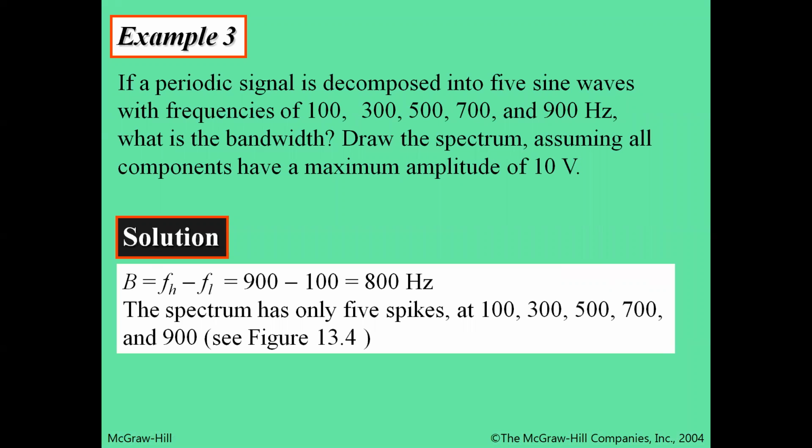If a periodic signal is decomposed into 5 sine waves with frequencies of 100, 300, 500, 700 and 900 hertz, what is the bandwidth? এখানে একটা এক্সাম্পল দেওয়া হয়েছে, a numerical. Here we can see 900 is the highest frequency and the lowest frequency is 100. So the bandwidth is 900 minus 100, that is 800 hertz.